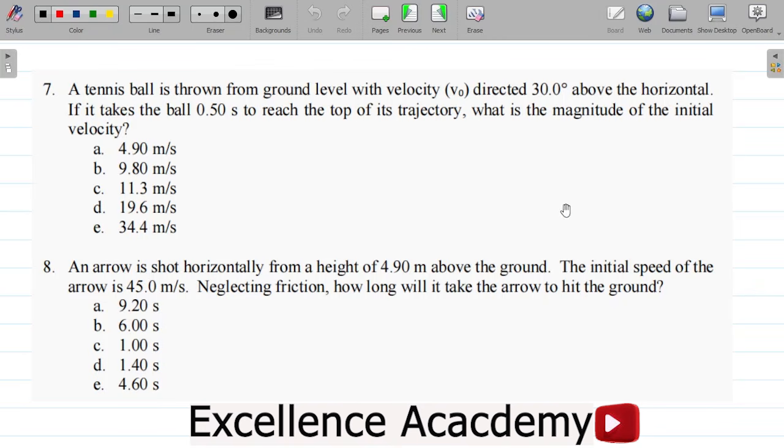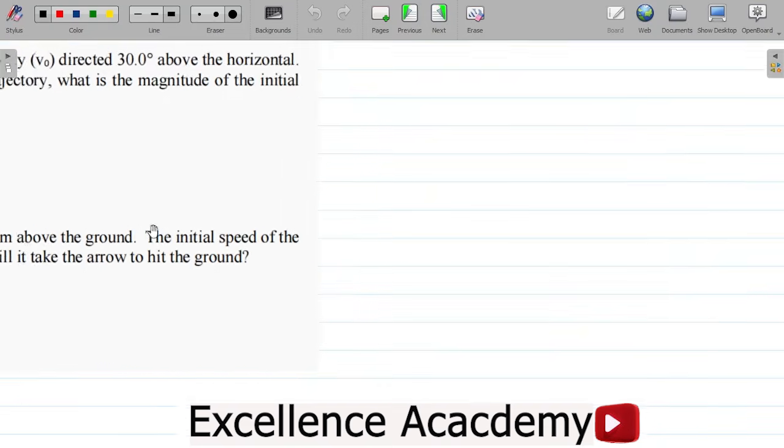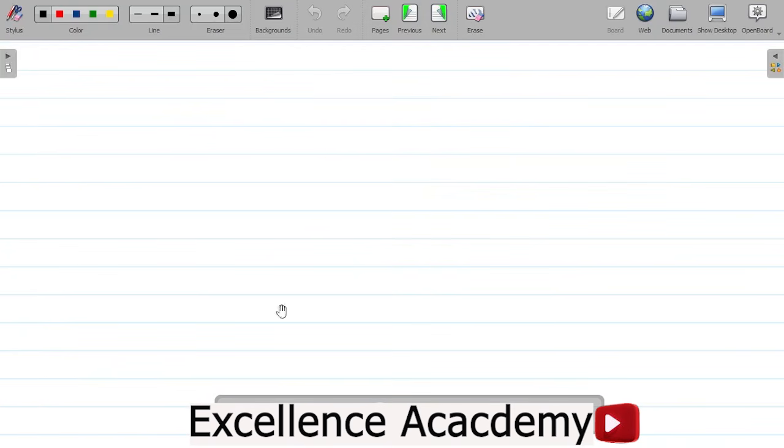You have your options here. Now, how do we solve this? Let's try to sketch a diagram for this question. They said a tennis ball is thrown from ground level. So let's get the ground level. I'll start with the solution there.